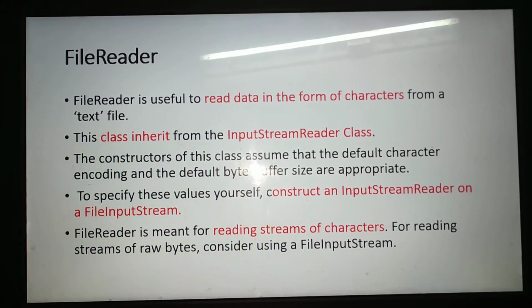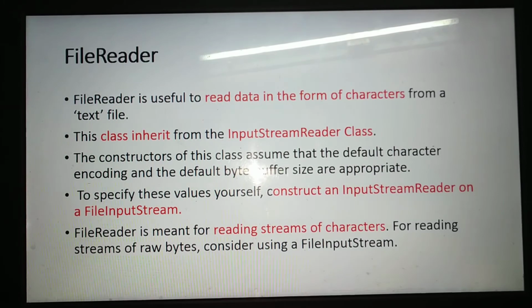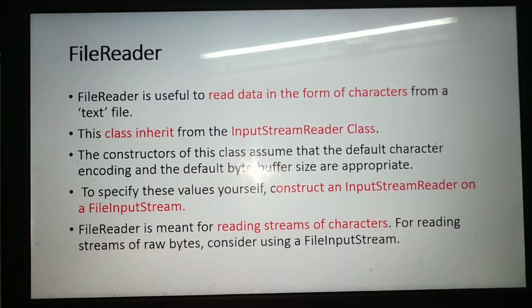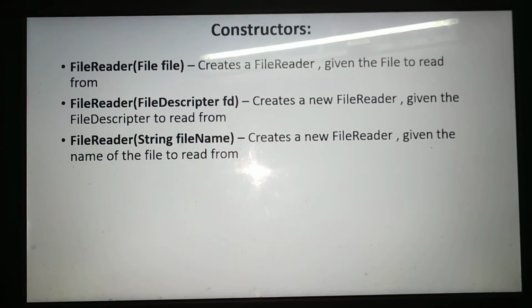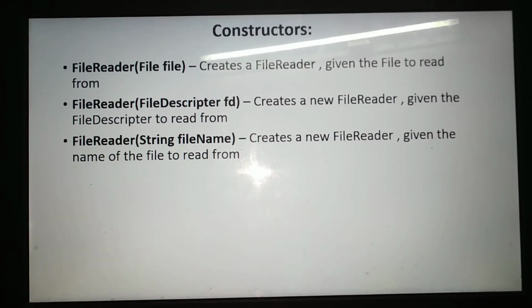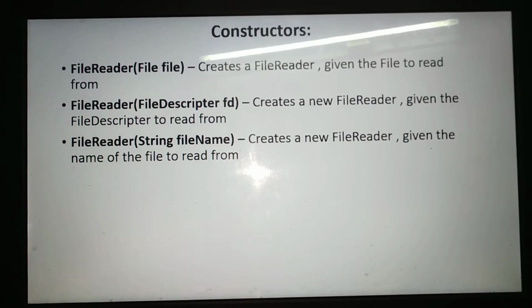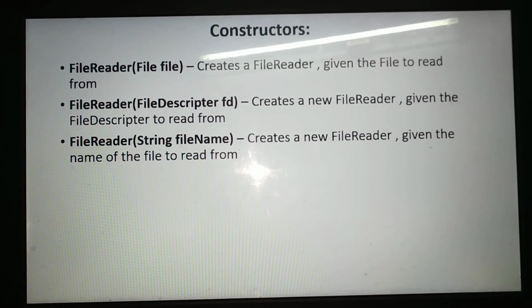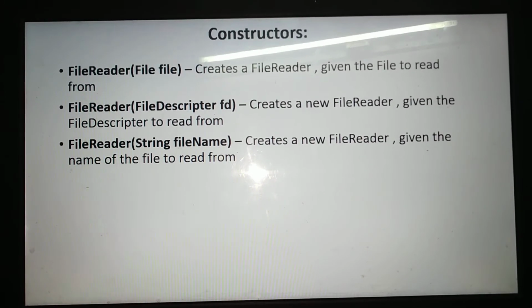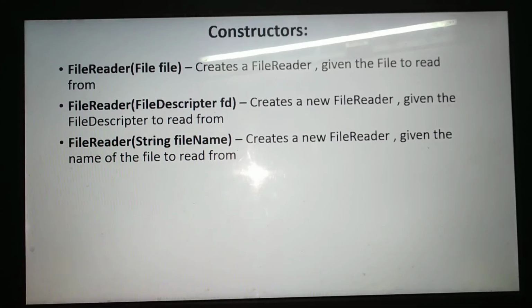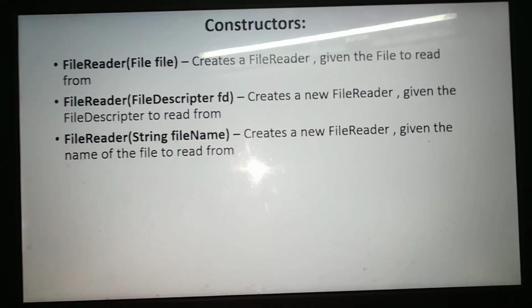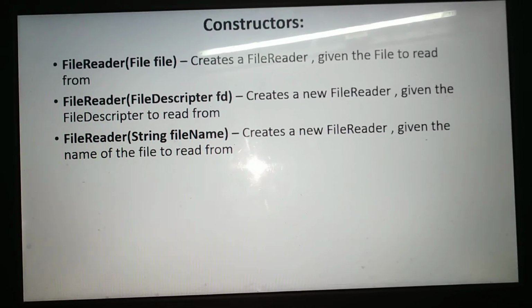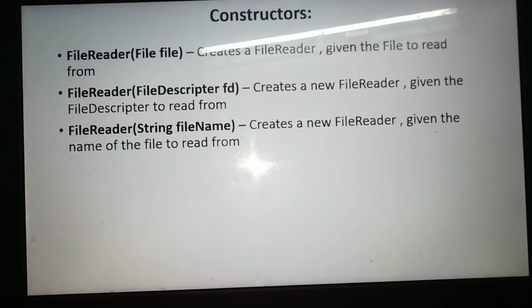FileReader is meant for reading a stream of characters. For reading a stream of raw bytes, you have to make use of FileInputStream. By using constructors also, you can create these. These are the various constructors used for reading data from the FileReader. This creates a FileReader given the file to read from. The FileReader with a description creates a new FileReader with a description, that is the content to be read from the file. Then the FileReader with a string as an argument, or with a file as an input. So now we are going to read the name of the file which is to be read from.